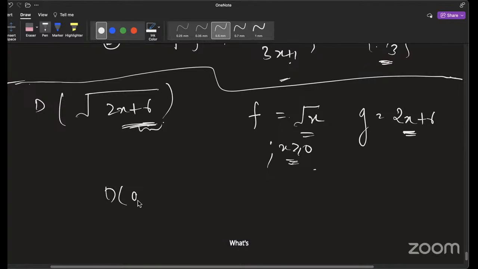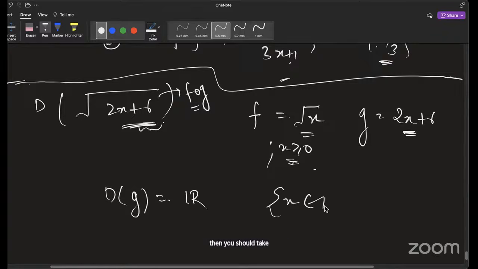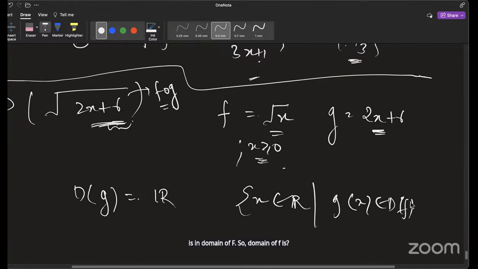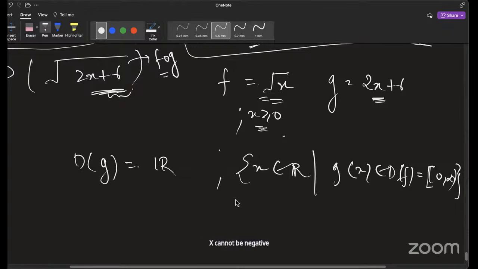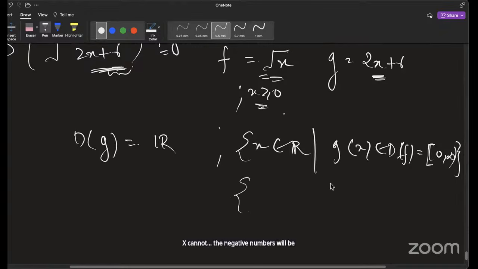But here you'll have to take this. So what's the domain of this thing? Because this thing is FOG, right? Yes, ma'am. So you should first take the domain of G. Domain of G is R. Then you should take x belonging to real numbers such that your gx is in the domain of f. So your domain of f is 0 to infinity. Ma'am, is it 0 to infinity? Domain of f. Yes. X cannot be negative, so 0 to infinity. The negative numbers will be excluded.